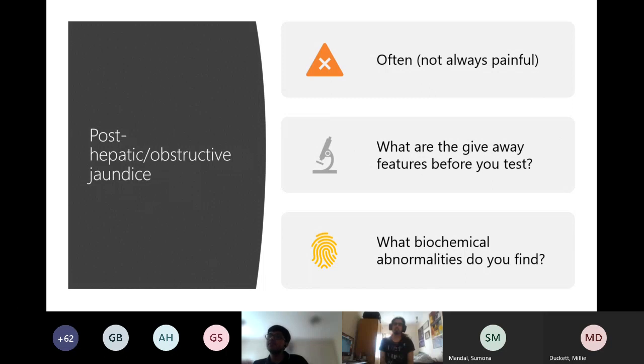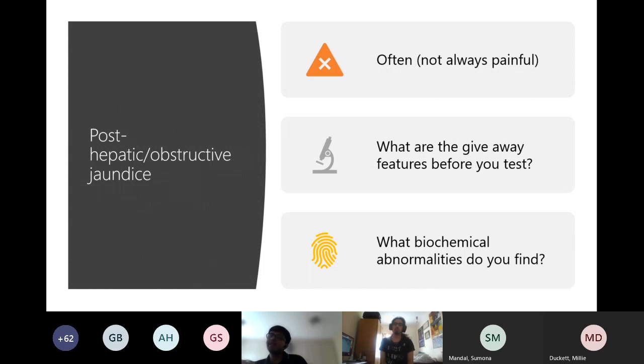What are the giveaway features before you test? I've asked you this question so many times. So when you examine them, what are the giveaway features that it's a post-hepatic or obstructive jaundice? Pale stools. So yeah, they can get pruritus again, but the big ones are pale stools and dark urine.